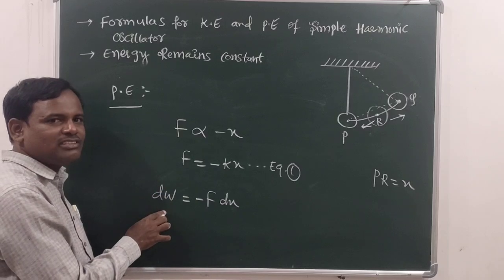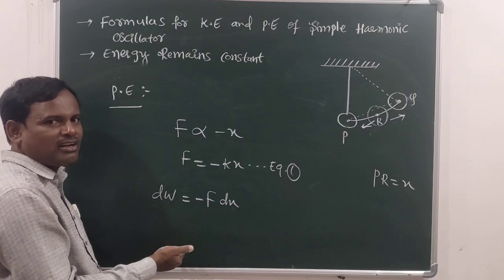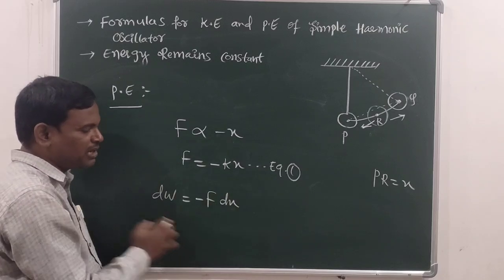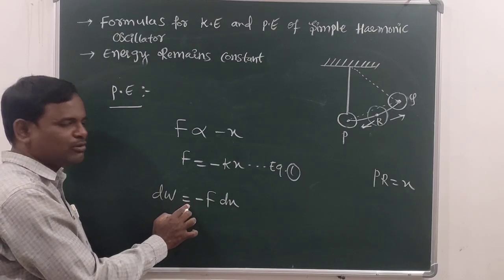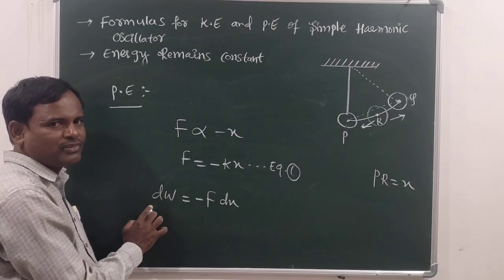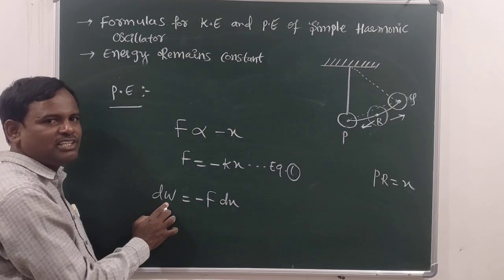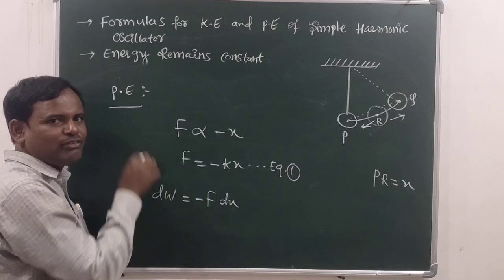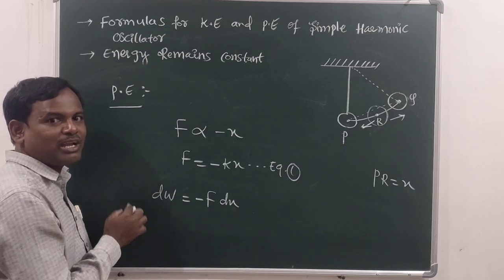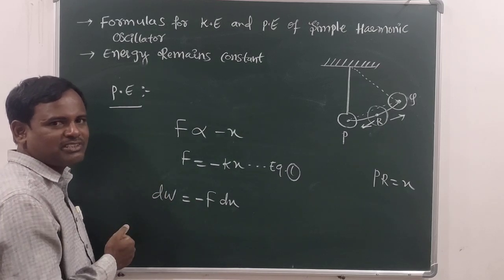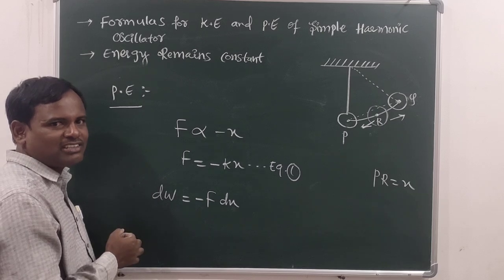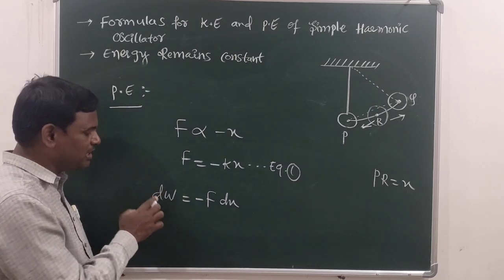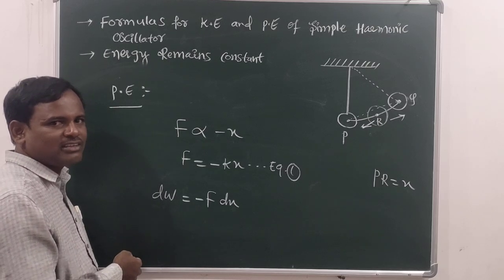That external work, the work done on the bob, is equal to minus F into dx. Just remember, like a standard result, dW is equal to F dx. Don't get confused between this W and omega. One more alphabet which we have used in the beginning, x equal to capital A cos omega t. There omega represents angular velocity or angular frequency of that simple harmonic oscillator. But here W means work.